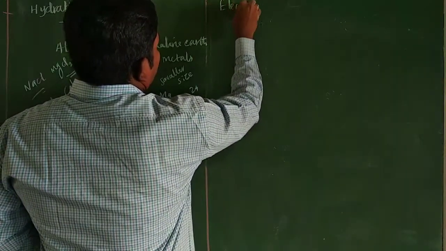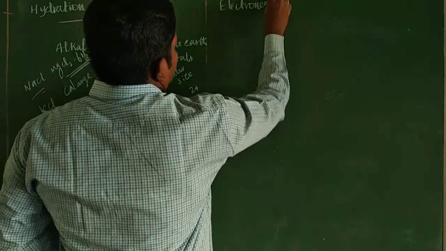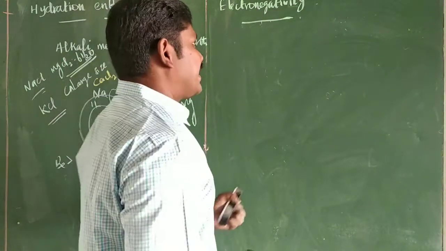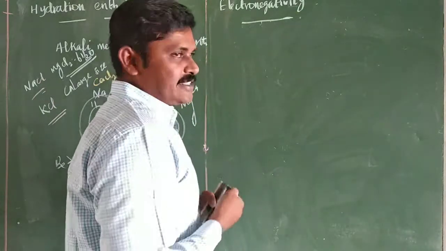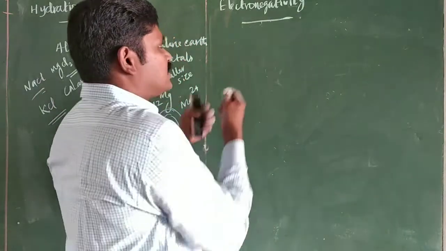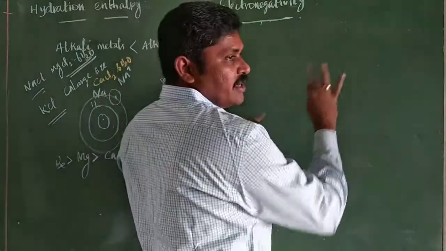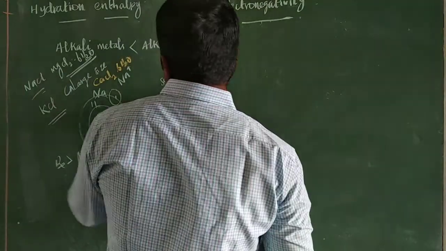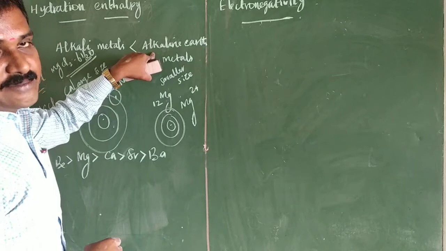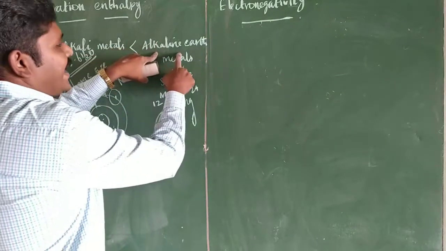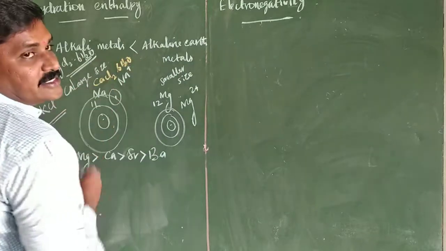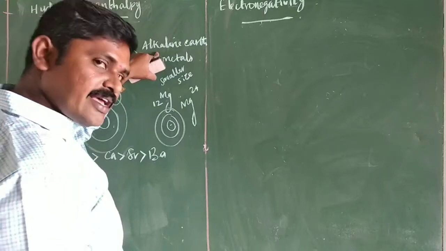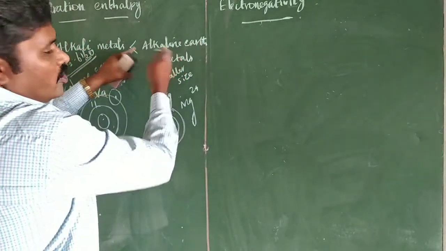Next, electronegativity. Electronegativity is the tendency of an atom to attract the bonded electrons towards itself. From left to right, the size decreases and the electronegativity value increases. Comparing alkali metals and alkaline earth metals, the electronegativity is higher in alkaline earth metals than alkali metals. With smaller size, the effective nuclear charge increases, so the electronegativity value also increases.